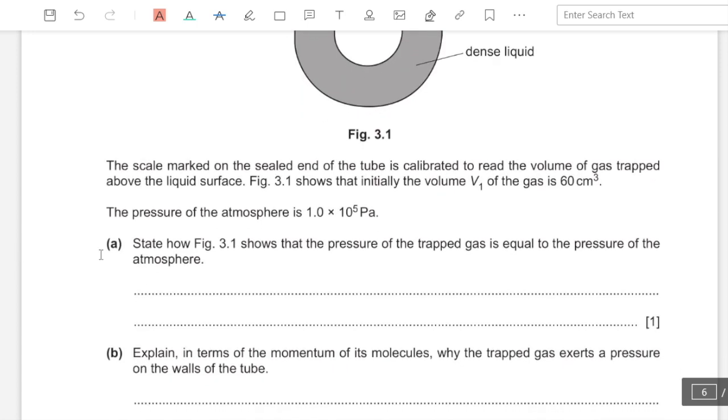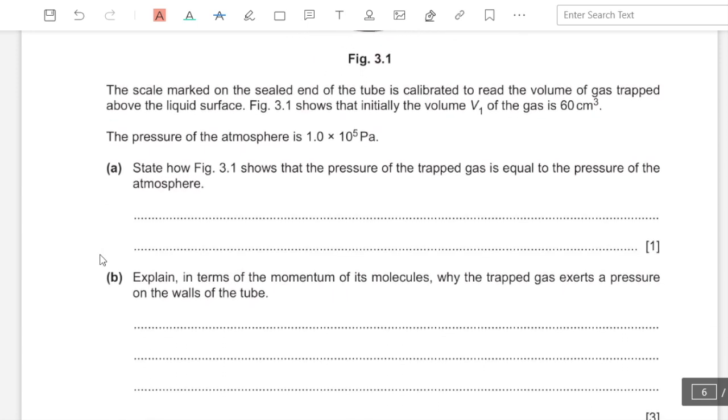The scale marked on the sealed end of the tube is calibrated to read the volume of gas trapped above the liquid surface. Figure 3.1 shows that initially the volume V1 of the gas is 60 cm³. The pressure of the atmosphere is 1 × 10^5 pascals.